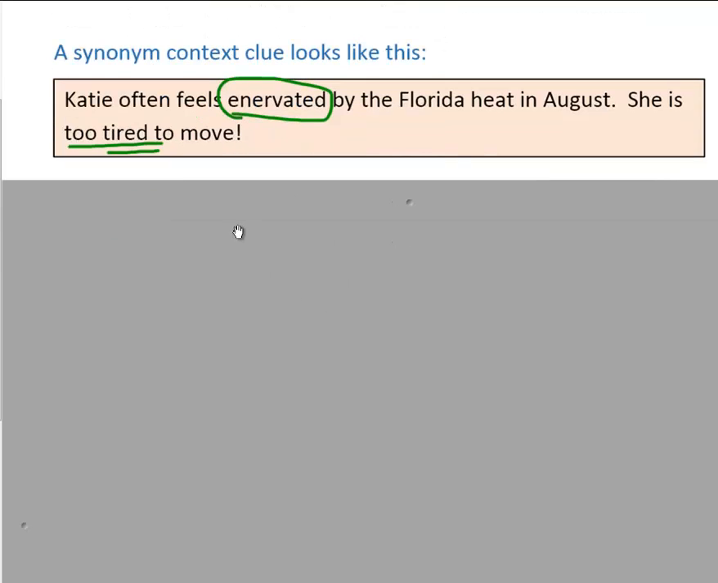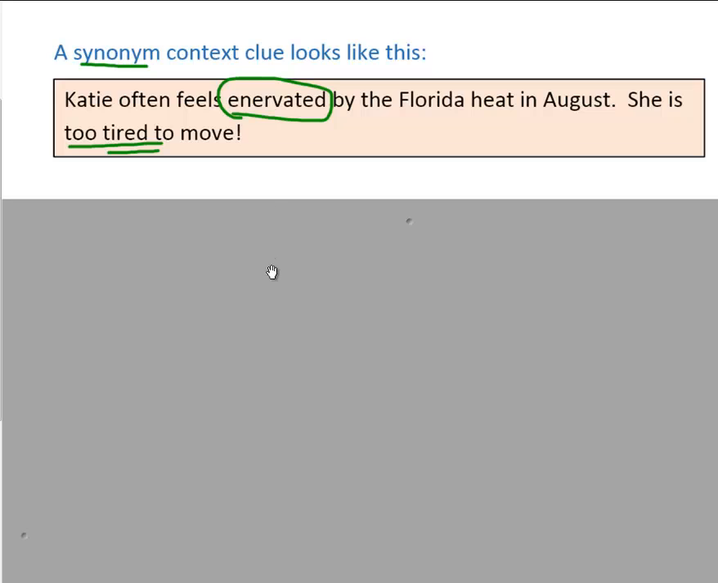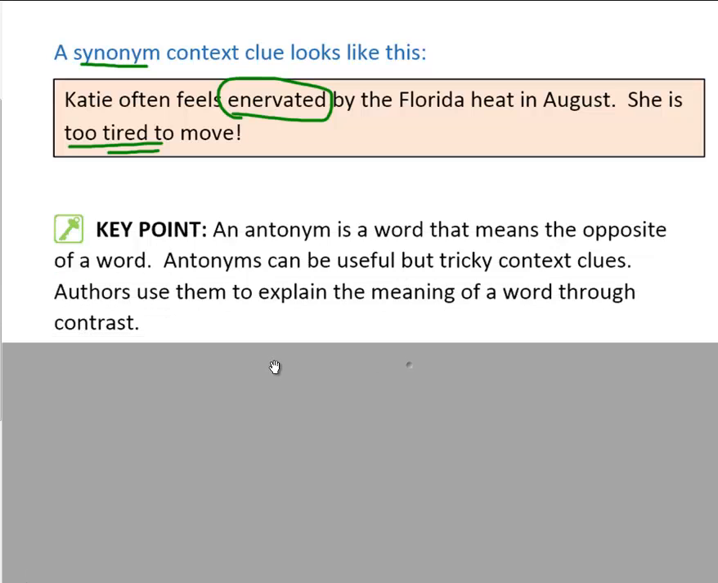Okay, so that was our synonym context clue. And remember, a synonym is a word that means the same as another word. Our next type of context clue is an antonym. Now, an antonym context clue can be confusing, but it's better than having no context clue at all. An antonym is a word that means the opposite of a word.